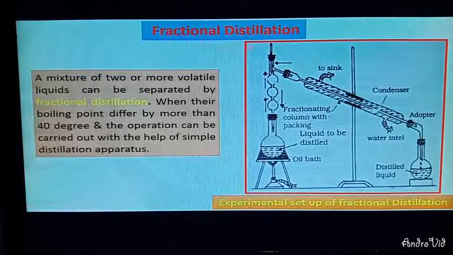Fractional distillation and simple distillation are almost the same, but fractional distillation is carried out in the case of two liquids where the boiling point difference between the two liquids is not more than 40°. This is a very important point here.